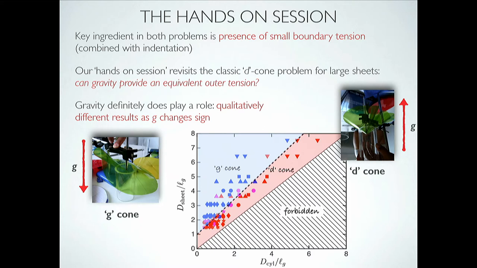And there's a region where the cylinder is bigger than the sheet, so that's not allowed because the sheet will just fall through. But what we see is that there's a very narrow band where there's a D-cone, and there's a very large band, roughly. We don't understand the transition between these two regimes yet, but there's a much larger regime where you see this G-cone. Okay, and what we'll be trying to do today is to try and understand what's going on in this regime.